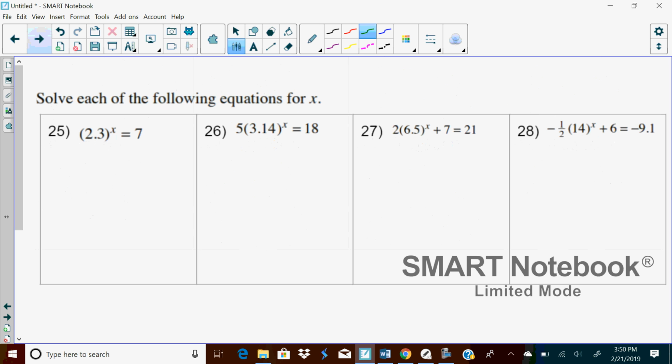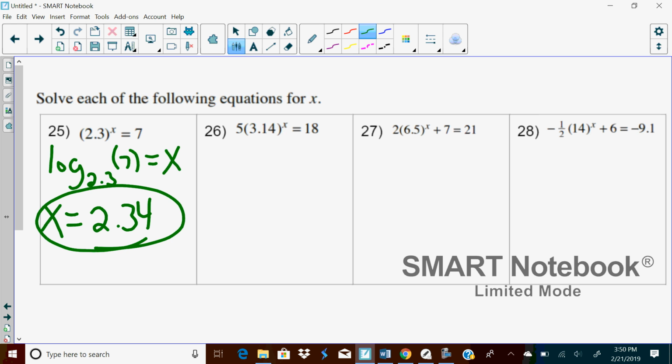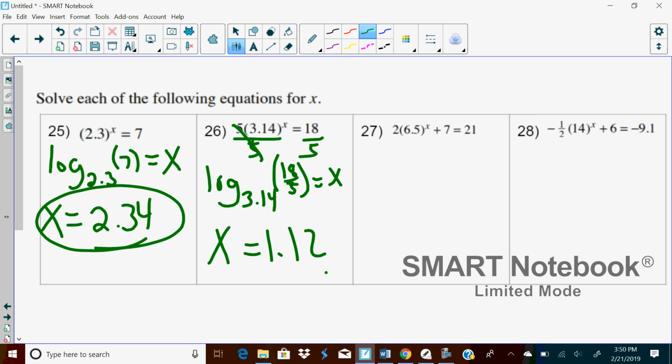For these problems we're solving, you have to make sure to use your calculator. The first thing you're going to do is rewrite it as a logarithm. This one you can just plug right in and you get x equals 2.34. Problem 26, I have to divide by 5 first. So I get the log of 3.14 base 18/5 equals x.